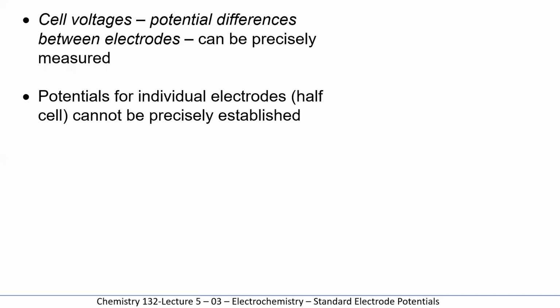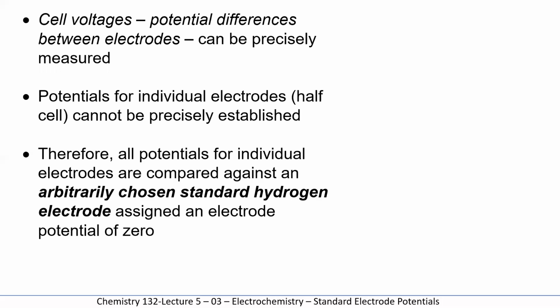Now, cell voltages are potential differences. They can be precisely measured in an operating electrical cell, but potentials for individual electrodes cannot be measured because they're in isolation by themselves. There's no electricity flowing through a half cell. So in order to establish the voltages of cells, we have to complete the circuit. And for this, we use a standard hydrogen half cell.